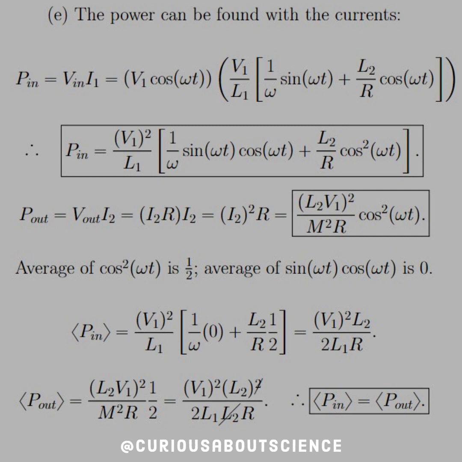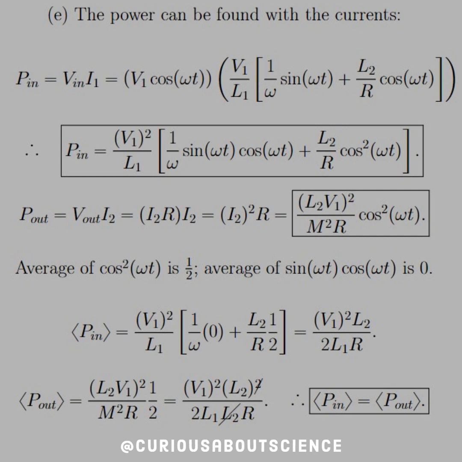So after a full cycle, what we see here is that the average of cosine squared omega t is 1/2. Because over a full cycle you get 1 and a 0, and then divided by 2 for the average. That gives you 1/2. But also we see that sine times cosine at 0 gives you a 0 plus a 0 over 2 is 0, because sine and cosine have opposite values like that.